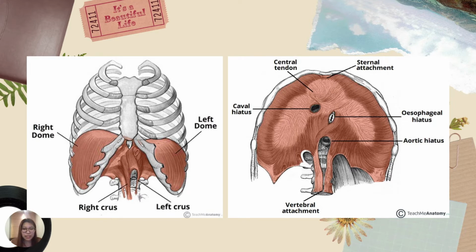So moving on to the right picture, there are 3 openings that act as a conduit for these structures. For the caval hiatus at T8, the structures that pass through are the inferior vena cava and the terminal branches of the right phrenic nerve. However, you'll see the esophageal hiatus at the level of T10. The structures that pass through are the esophagus, the right and left vagus nerves, and the esophageal branches of the left gastric artery and vein. Lastly, for the aortic hiatus at the level of T12, the structures that pass through are the aorta, the thoracic duct, and lastly, the azygos vein.